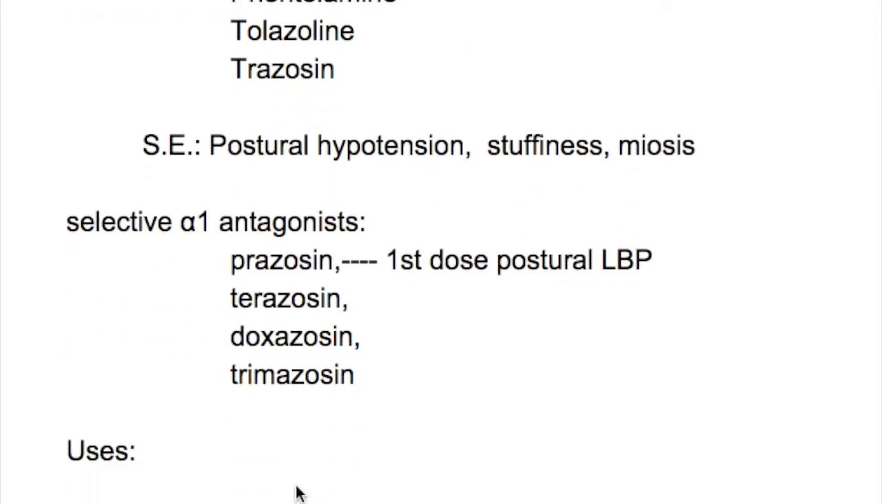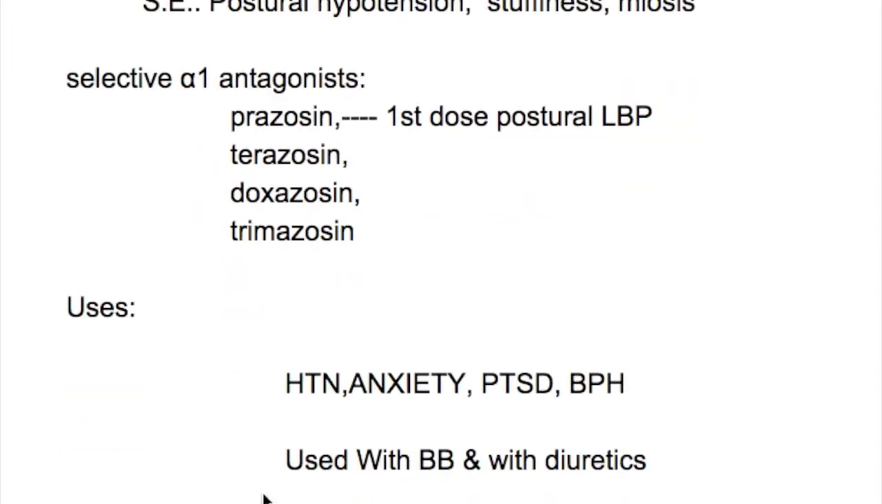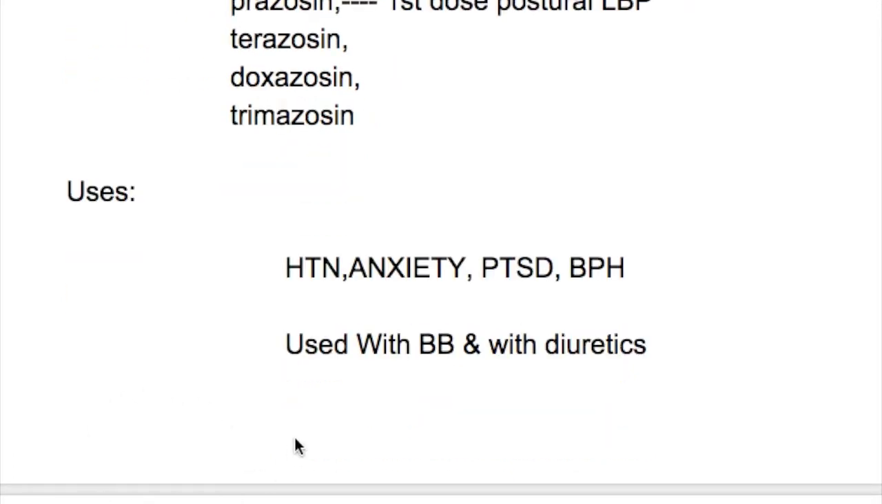These drugs are used in hypertension, anxiety, post-traumatic stress disorders, and in benign prostatic hyperplasia. The alpha blockers are used with beta blockers and with diuretics.